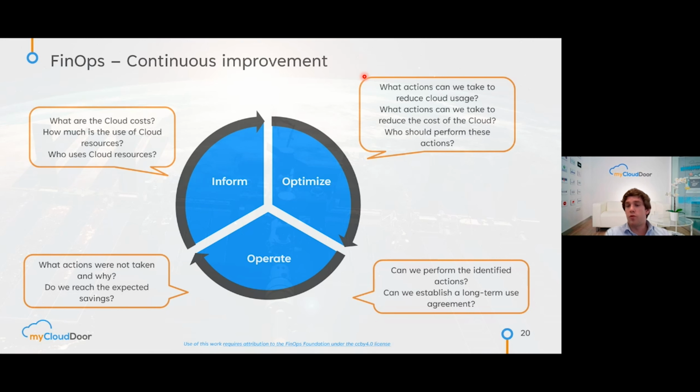And after that, you should implement those actions, measure the effectiveness and the savings you are getting, and start again. So please never consider this as a one-shot exercise. It's something that you should do periodically in your environment, so you are really able to get the benefits you expected when thinking about going into the cloud.